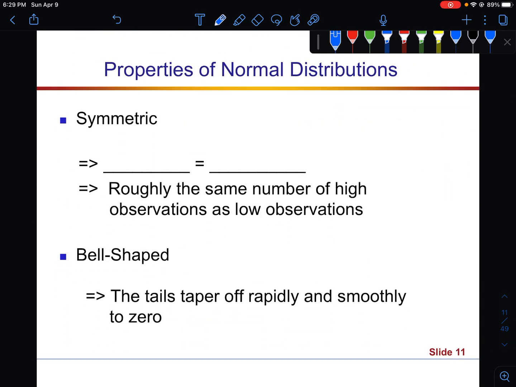So to sum everything up with what we talked about, when something is symmetric, our median and our mean are going to be the same value, right? They should be exactly equal along with our mode. And then again, when we talk about bell shape, that means it's going to be tapering off rapidly to the left and the right to basically zero. It'll even out, and we'll see some diagrams of that on the next page.